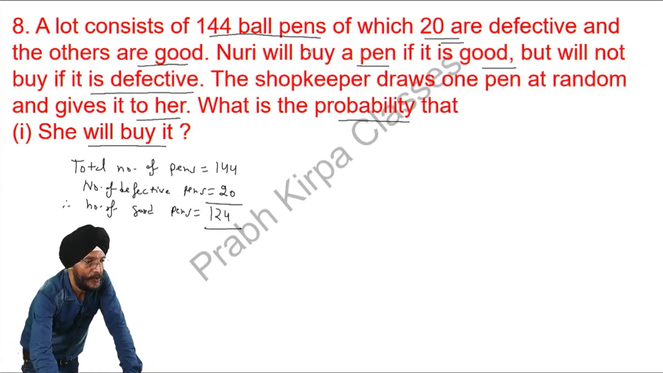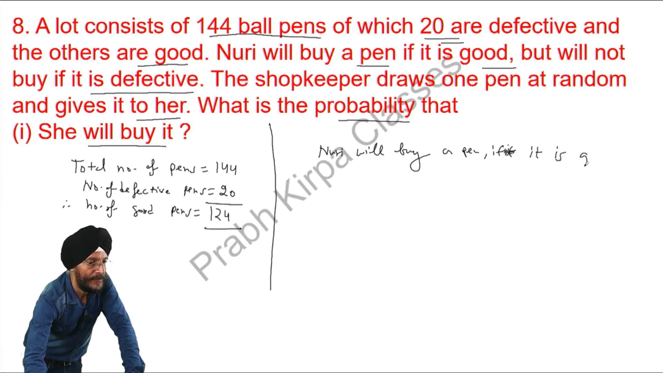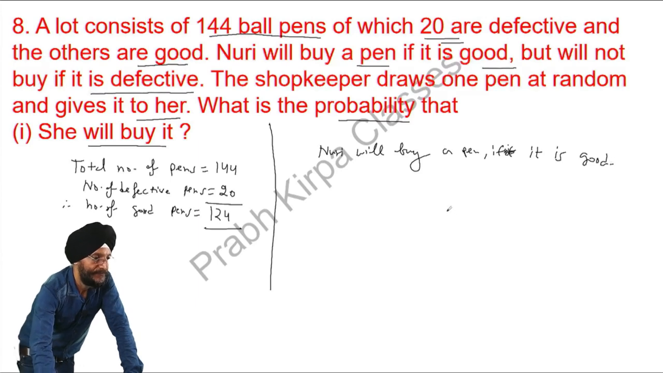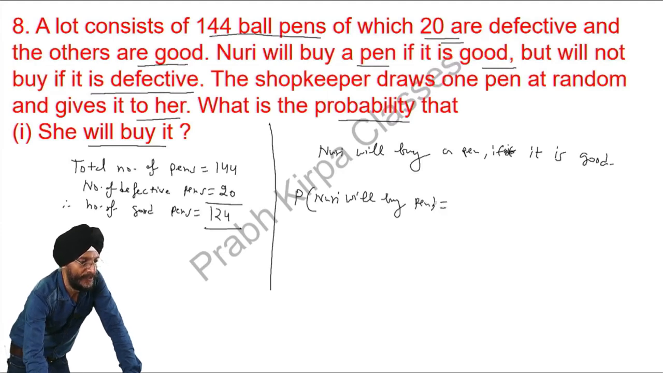So now what is written? Noori will buy a pen if it is good. So now we have to calculate probability. Noori will buy the pen. We have to calculate this.